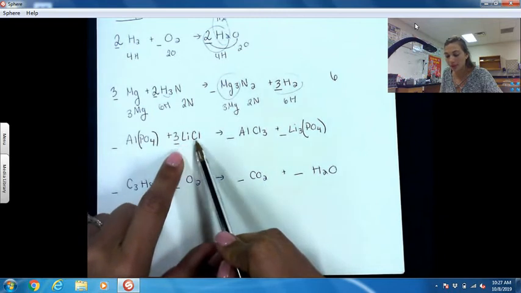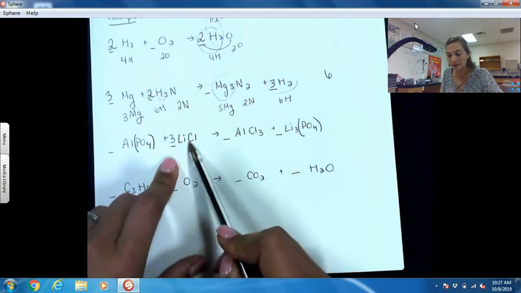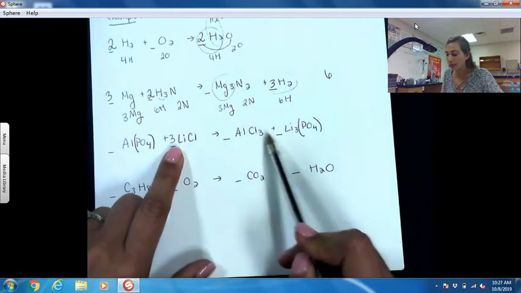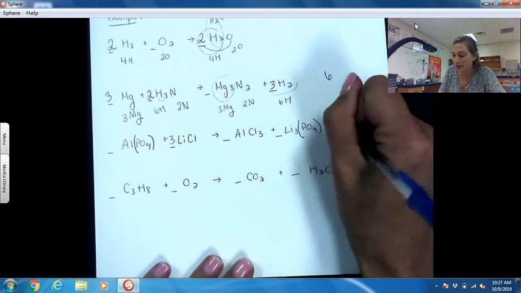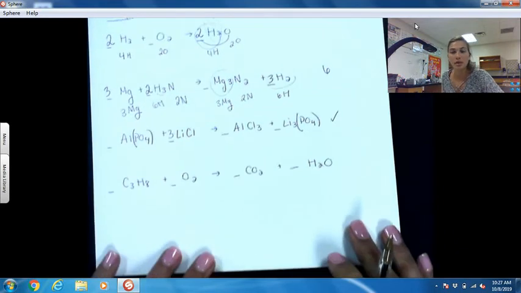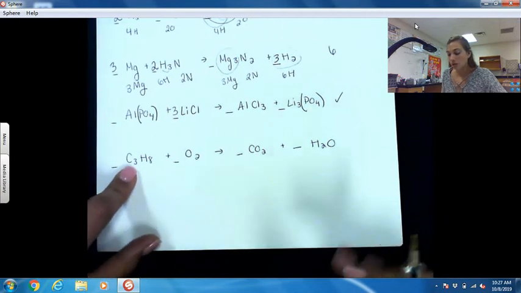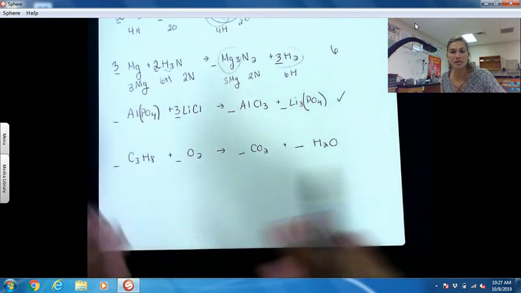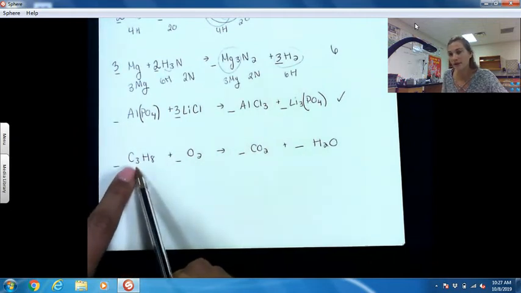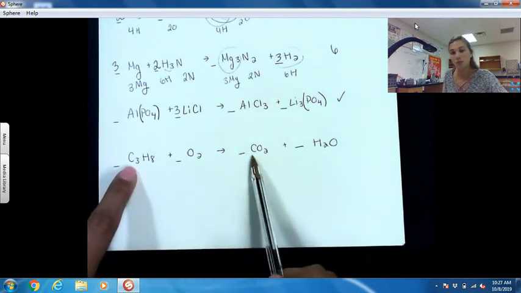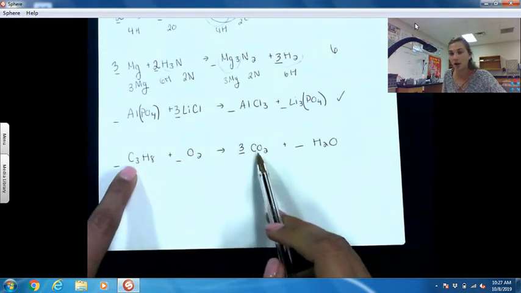Next up, I now have 3 chlorines because I put that 3 out in front of lithium chloride. And on my product side, I also have 3 chlorines. So I am balanced, I am good to go. Last is a combustion reaction. So what I do when I do combustion is I start off similarly. I have 3 carbons on my reactant side, and I only have 1 on my product side. So I need to put a 3 out in front of carbon dioxide.